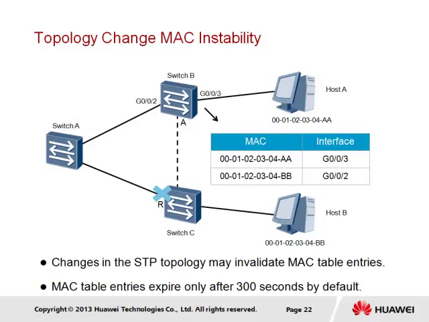In the event that a change in the topology occurs, however, these entries may become invalid much sooner than expected. We show here two hosts connected via a converged spanning tree topology. Switch B is seen to have two entries in its MAC address table, showing association with host A and the existing path to switch A via interface gigabit Ethernet 0/0/2.